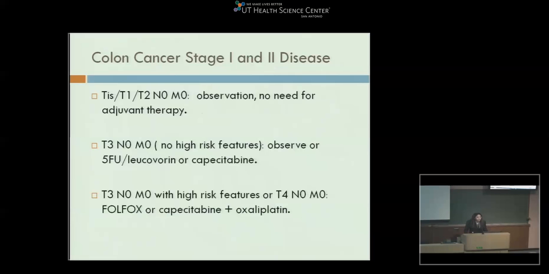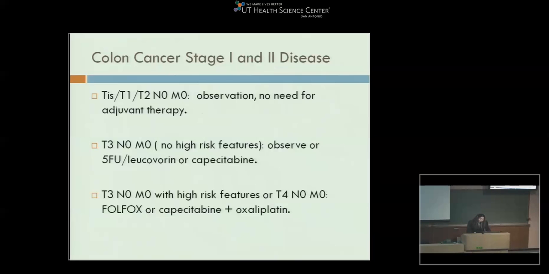If you have a T3N0, M0 with no high-risk features, you have the option of either observing or giving chemotherapy in the form of 5-FU and leucovorin, or capecitabine, most commonly 5-FU and leucovorin. And if you have a T3N0 with high-risk features or a T4, then they recommend giving FOLFOX, which is 5-FU and leucovorin, and then you add oxaliplatin to that, which is the most common. Or you can also give capecitabine and oxaliplatin.